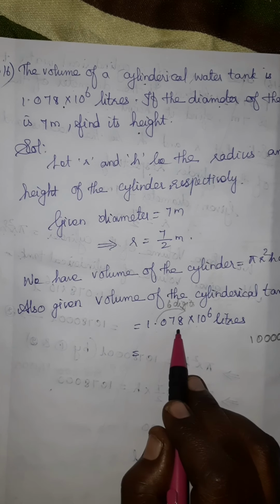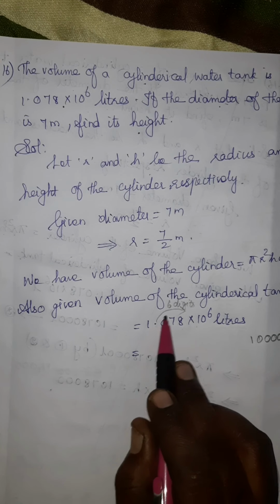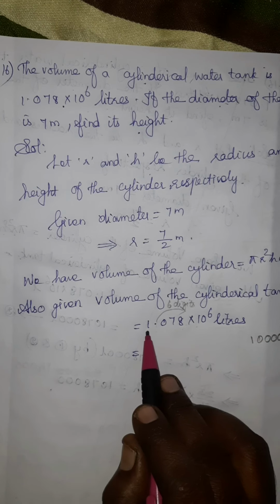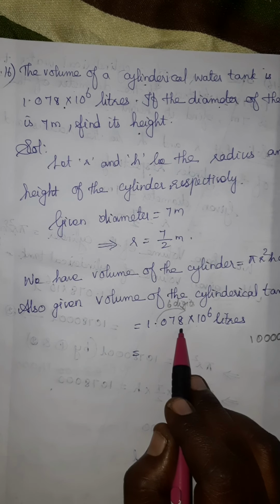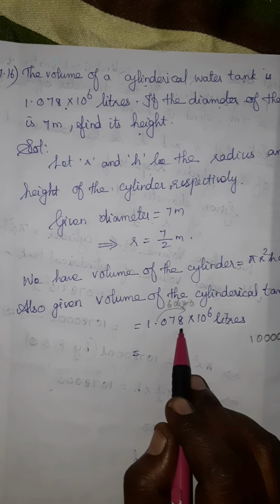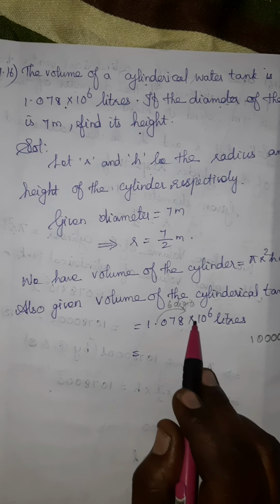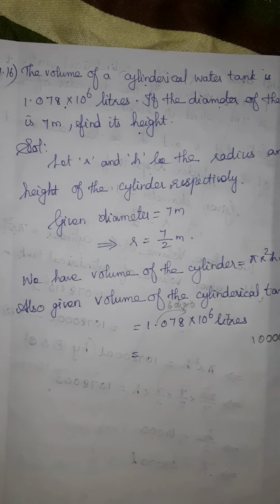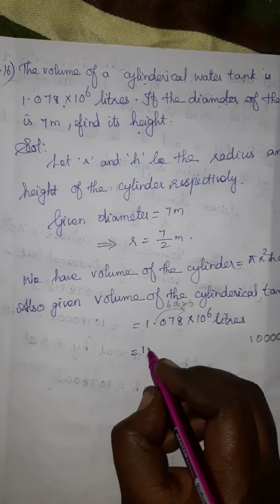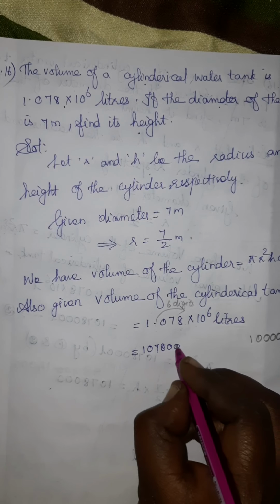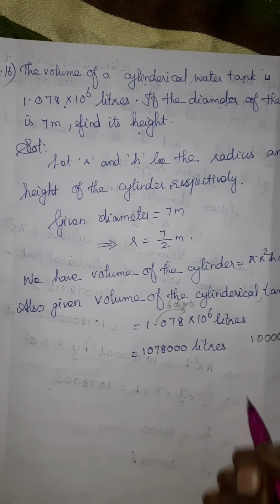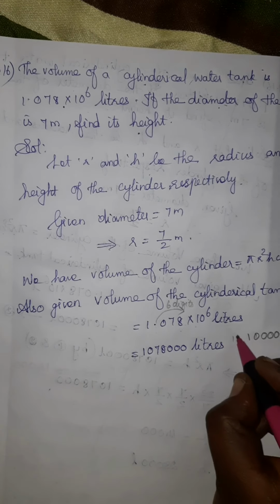Multiplication means the value will increase. So when we move the decimal point to the right side, the value will increase and we will get more than this value. That condition you keep in the mind. Multiplication means you move the decimal point to the right, and division means you move the decimal point to the left. So we can move the decimal point 6 digits. We will get 1078, then 3 more zeros. So 10,78,000 liters.